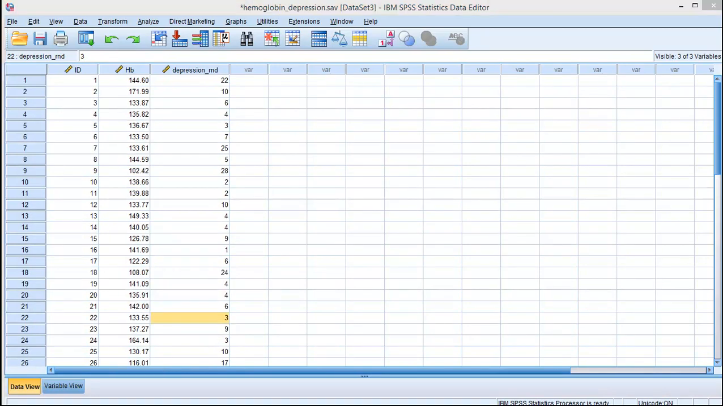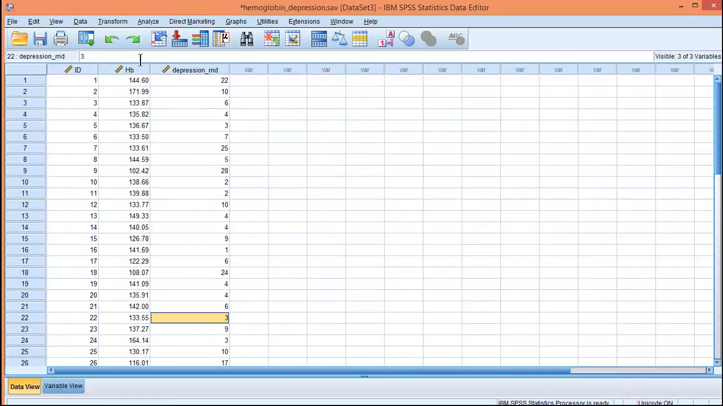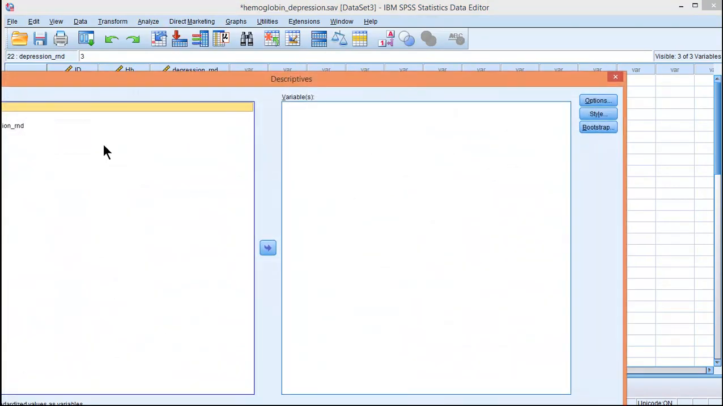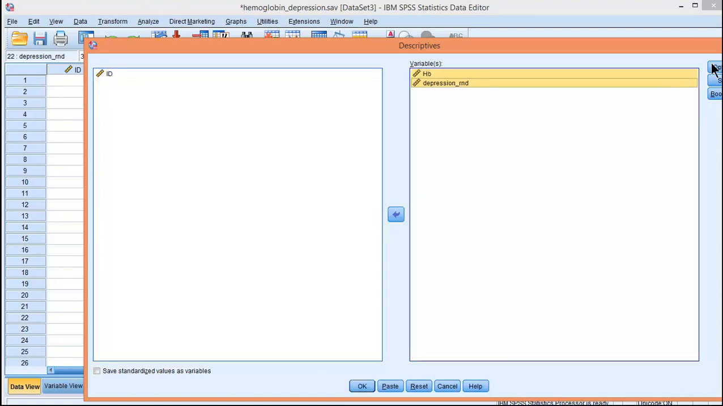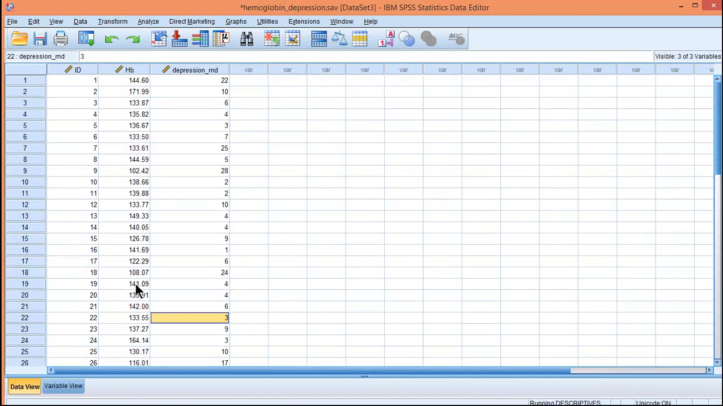So you really should be focusing on the standardized results, and in order to get the standardized confidence intervals, you actually have to transform the data into z-scores first. So go into Analyze, Descriptives, and put your two variables into this box and click Standardized Variables, and SPSS will create two new variables that are standardized.